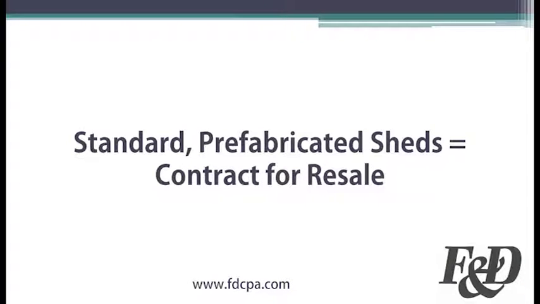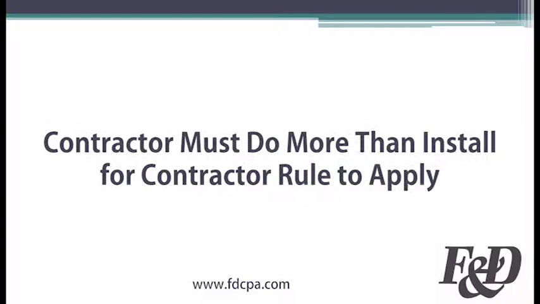Now keep in mind, if the contract were merely for a standard prefabricated storage shed that only required installation, then the company would have been considered a vendor of tangible personal property and would be required to charge sales tax to the customer on the sales price of the storage shed. The moral of the story is that you have to do more than installing. You actually have to be doing the construction or fabrication work yourself to take advantage of the contractor rule.